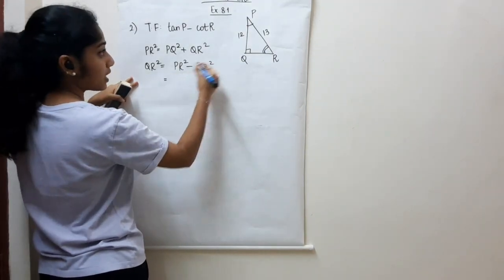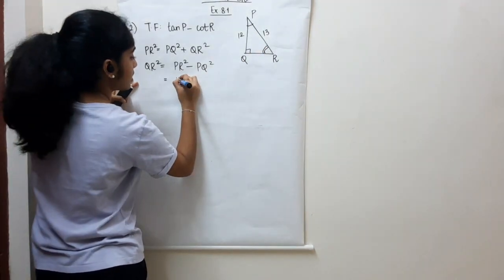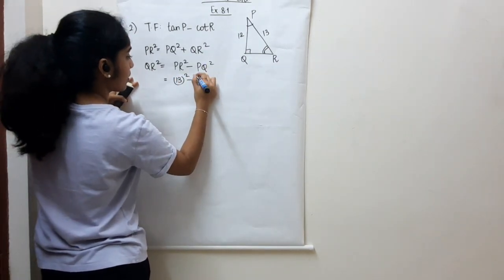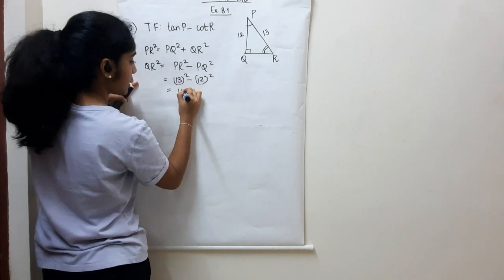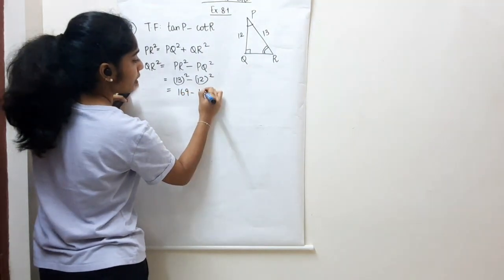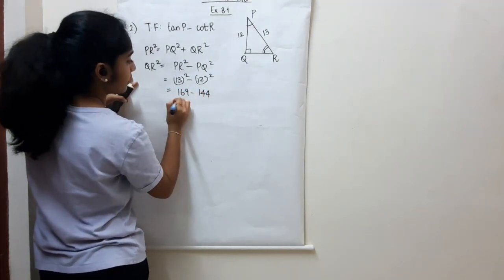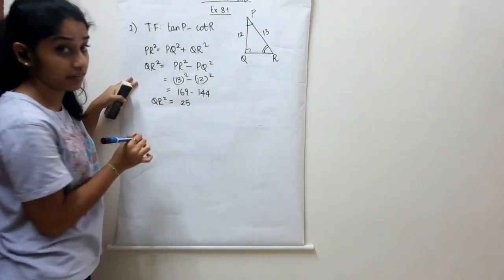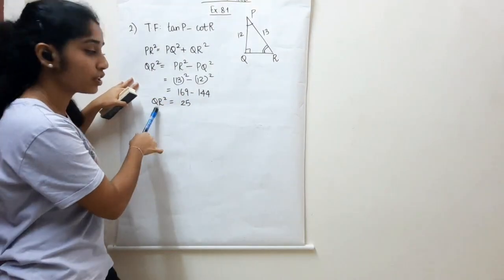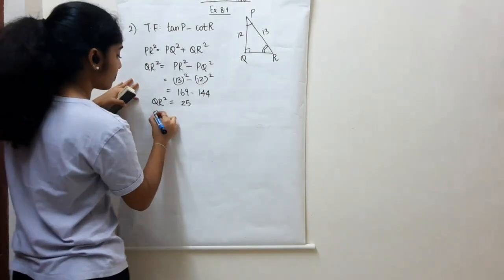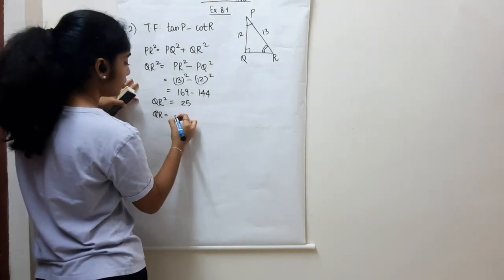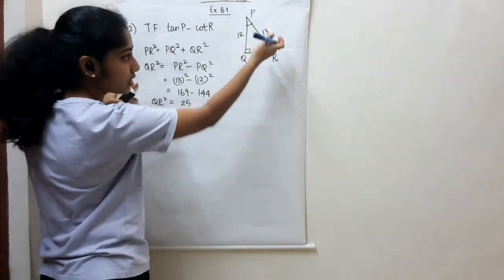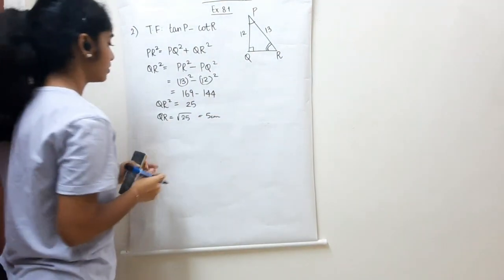So we know PR square is 13 square minus PQ is 12 square. So 13 square is 169 minus 144. That will give you 25. QR square is 25. A lot of people make the mistake, they just write QR is 25. So QR is equal to root of 25, which is 5 centimeters. I haven't written the centimeters here, but you can just write it.